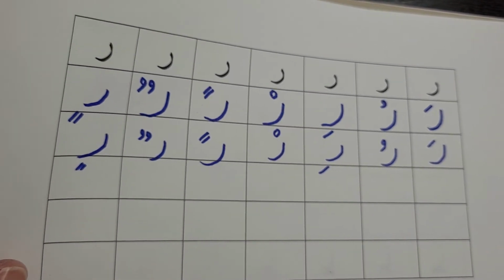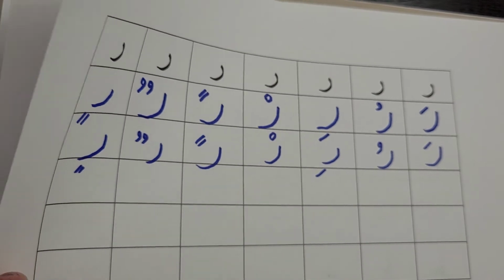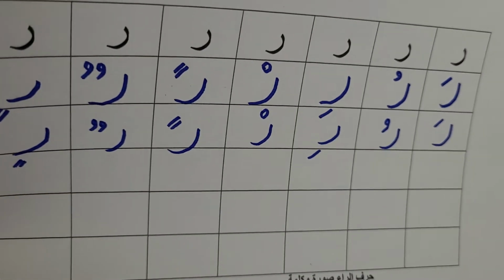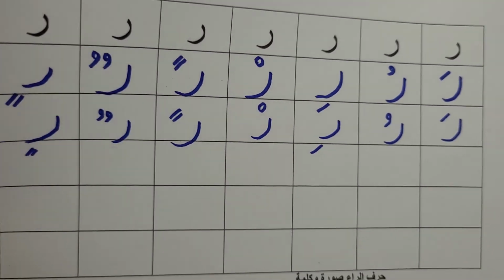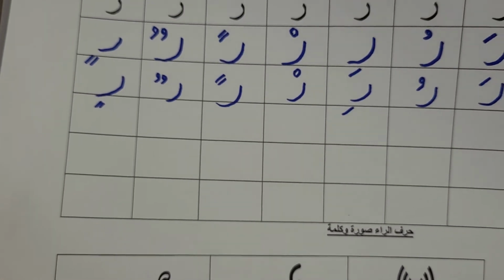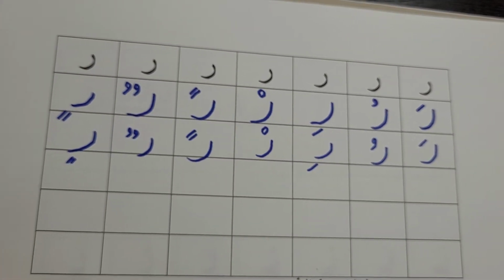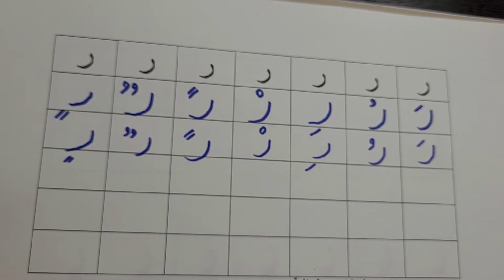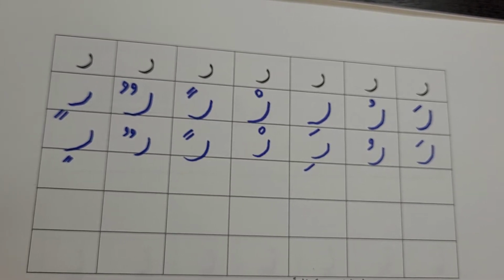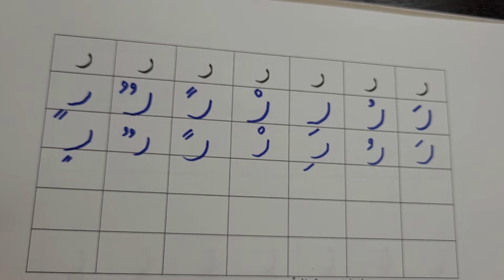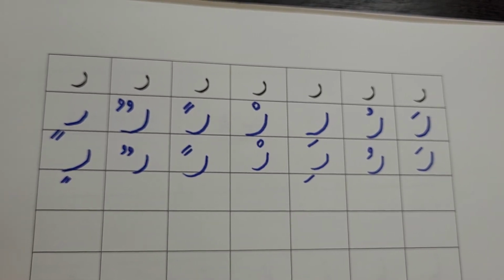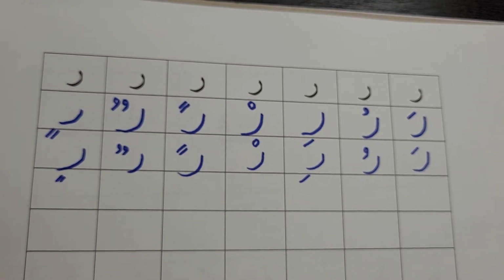Now let's see some pictures and write some words. It's very important you practice letters with words. So if you practice every day one letter with three words, we have in Arabic 28 alphabetical letters. So in one month you will finish the letters and you will learn 90 words.